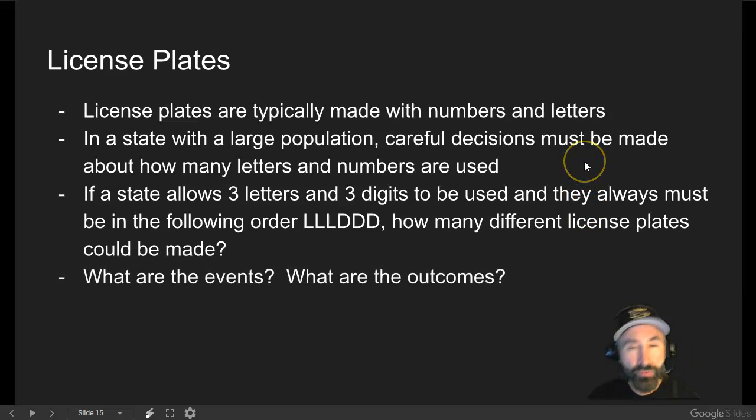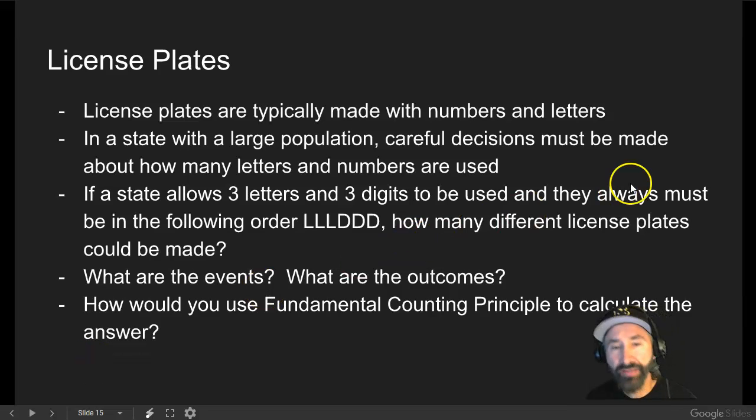So what you need to do is you need to ask yourself the question, what are the events and what are the outcomes? And then after you have decided what the events are and what the outcomes are, you could then use the fundamental counting principle in order to calculate the answer. And my goal for you is to figure out how you're going to do that.